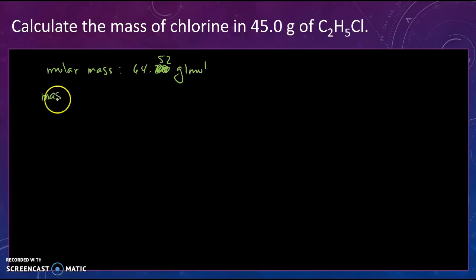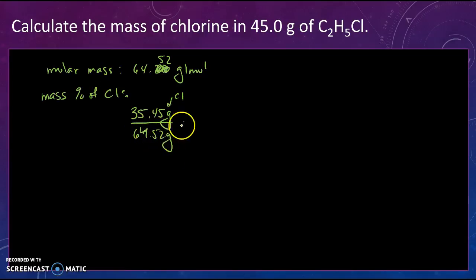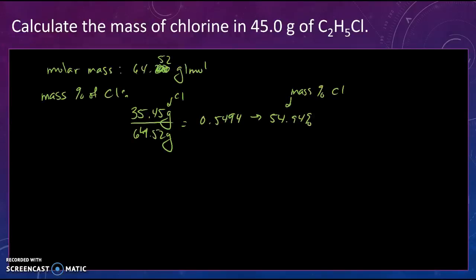What I'm going to do is figure out what the mass percent of chlorine is. So again, using the same method as I did before, I take the molar mass. I find that within that total molar mass, there's 35.45 grams of chlorine in this mole, and 64.52 grams total. And so that's going to give us 0.5494, which translates into 54.94%. So that's the mass percent of chlorine.